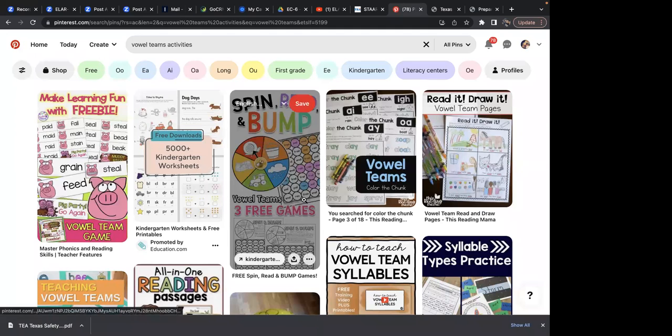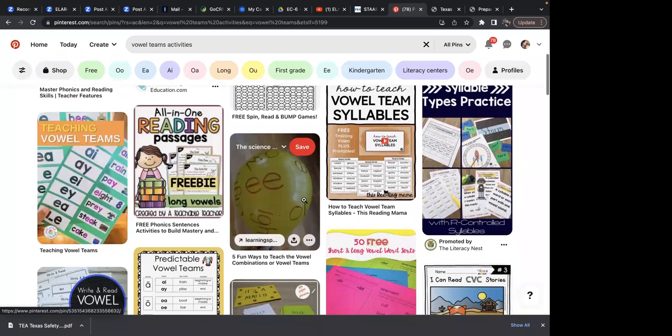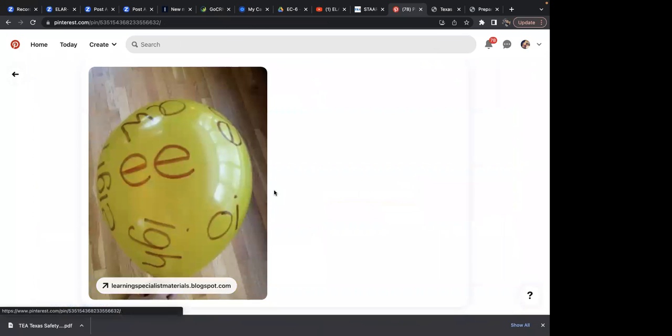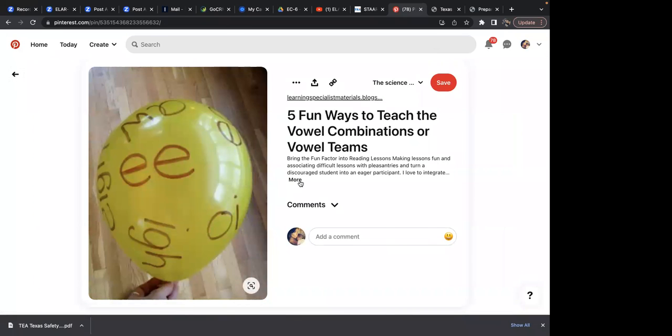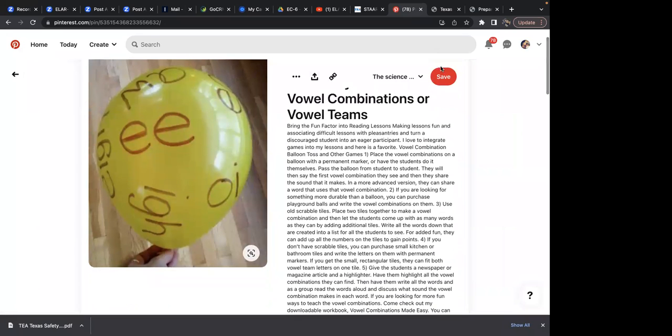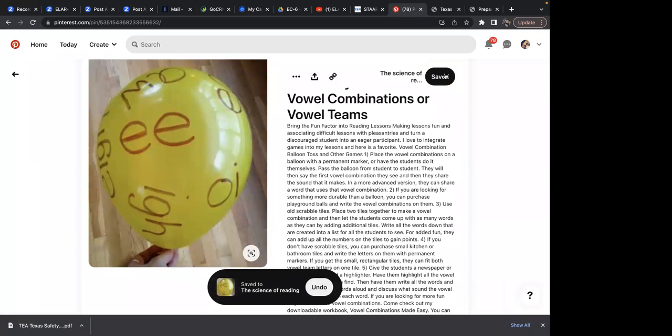When you're searching for a vowel team activity, look, this one was fun and it has a ball, so they get to toss it. I'm saving it. You want to give them something tactile, something fun. Their brain will remember it better if it's connected to motion and to an experience, thinking.